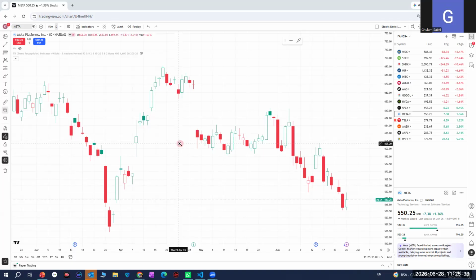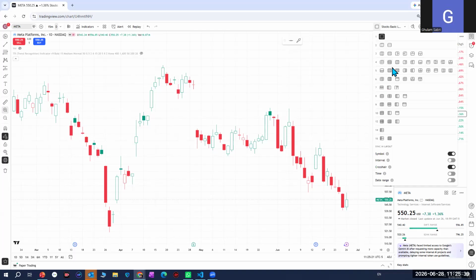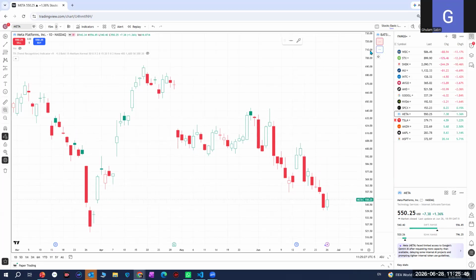Normally, what I do, for example, is that here we can have different types of layout. We can have a single chart. We can have two charts side by side. So here we have two charts.